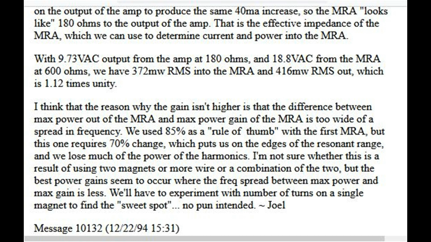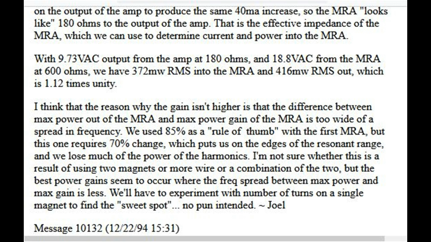I think that the reason why the gain isn't higher is that the difference between max power out of the MRA and max power gain of the MRA is too wide of a spread in frequency. We used 85% as a rule of thumb with the first MRA, but this one requires 70% change, which puts us on the edges of the resonant range, and we lose much of the power of the harmonics.